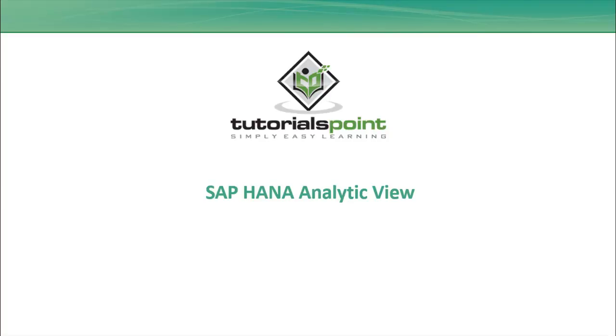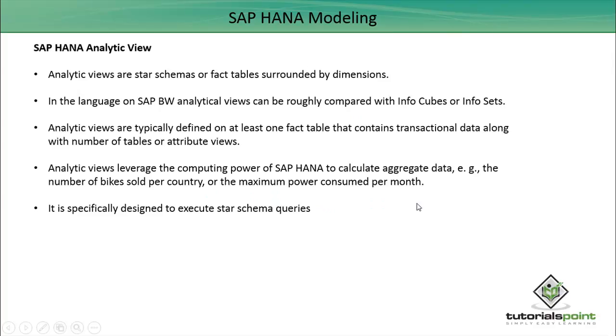In this video, we will discuss SAP HANA Analytic View. So, first of all, what is an analytic view? Analytic views are star schemas, or fact tables surrounded by dimensions, similar to the different schemas in a data warehouse or any other DW concept. A star schema is where I have my fact table in between, and then we have different dimension tables surrounding it.